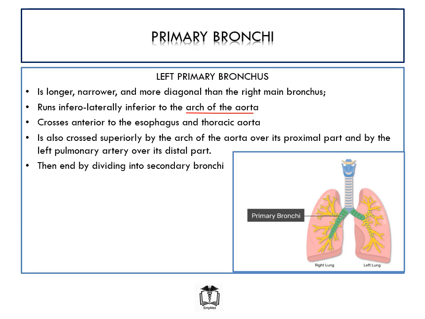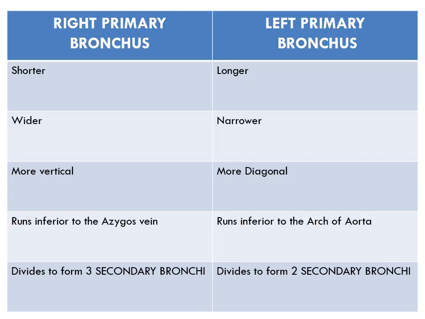It crosses anterior to the esophagus and the thoracic aorta, and it's also crossed superiorly by the arch of the aorta over its proximal part and by the left pulmonary artery over its distal part. So that's just the relations of the left primary bronchus. Then it ends by bifurcating to form the secondary bronchi, which we'll talk about in the next slide. So here's a short summary outlining the differences between the right primary bronchus and the left primary bronchus.